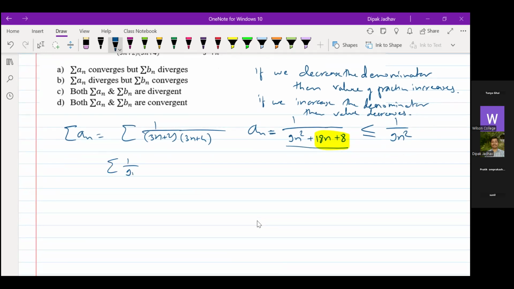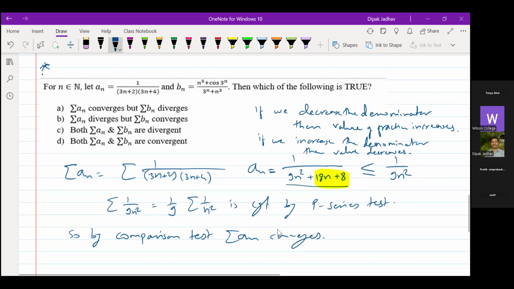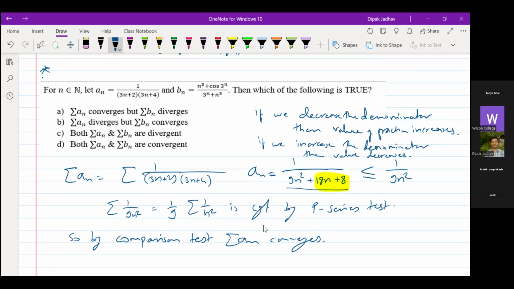Summation 1 by 9n square is nothing but 1 by 9 summation 1 by n square. It's convergent. Why? By the p-series test. So by the comparison test, what can I say? Summation an converges. So we got the first series convergent. So this option is wrong and this option is wrong. Either you'll have A or D.